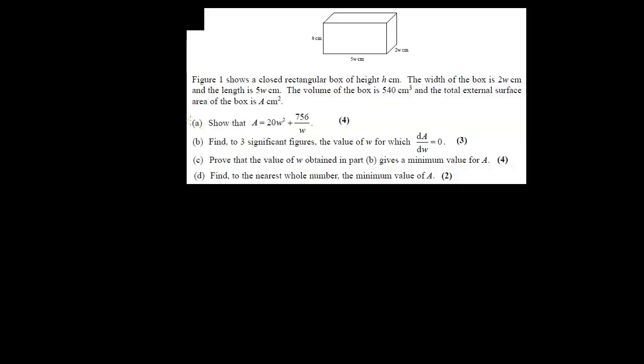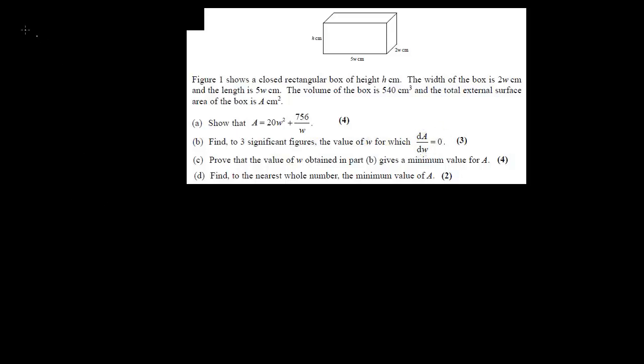So question number A deals with proving that the area of this box can be expressed in terms of w. The majority of the marks are in questions B, C, and D, which is altogether 9 marks, and this is only 4 marks. So let's start with question number B. In question B, we have to find the value of w where we have the minimum value, that means the gradient is 0, dA by dw.